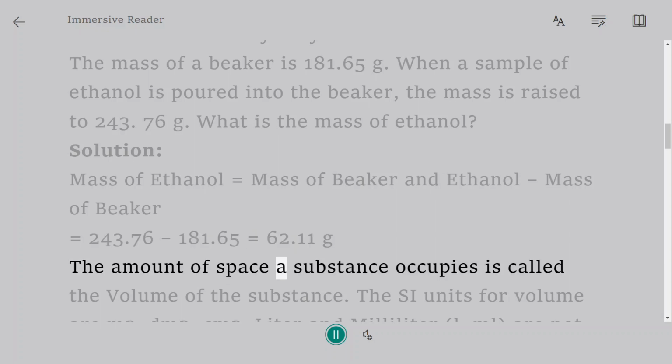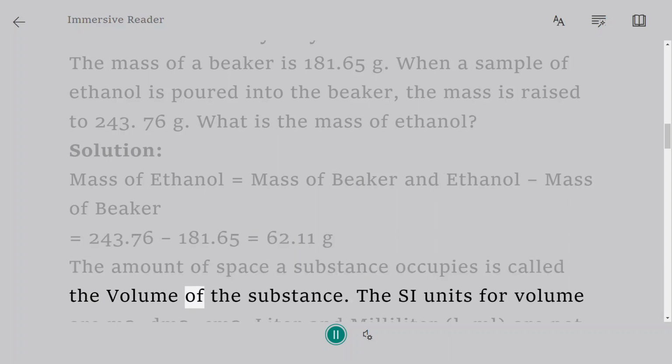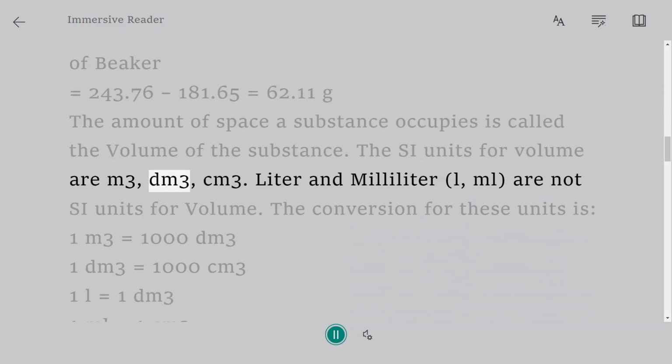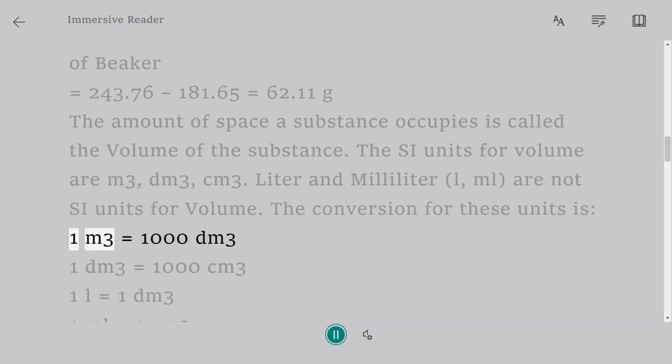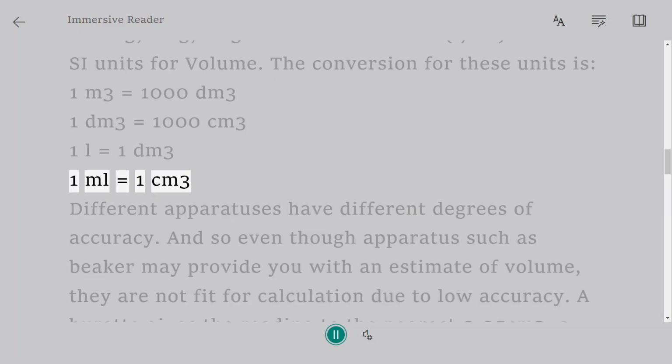The amount of space a substance occupies is called the volume of the substance. The SI units for volume are m3, dm3, cm3. Liter and milliliter, L, mL, are not SI units for volume. The conversion for these units is 1 cubic meter equals 1000 dm3. 1 dm3 equals 1000 cubic centimeters. 1 L equals 1 dm3. 1 milliliter equals 1 cubic centimeter.